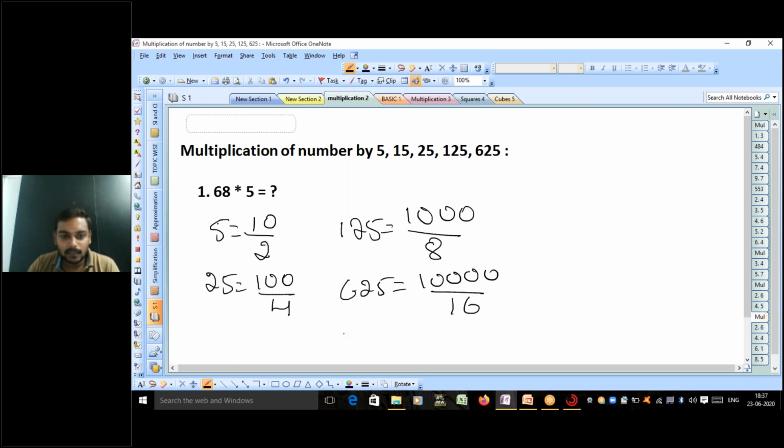In exam, if they give the number multiply with 625, definitely that number should be divisible by 16. That number should be a multiple of 16.